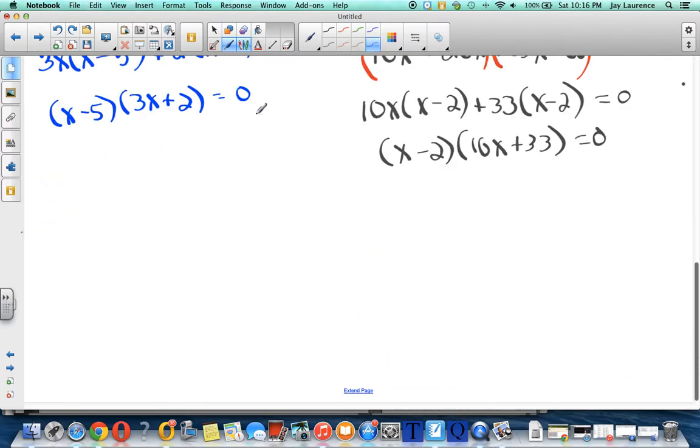So I have to write two equations on this left-hand side. My x minus 5 equals 0, going to solve for x. 3x plus 2 equals 0.